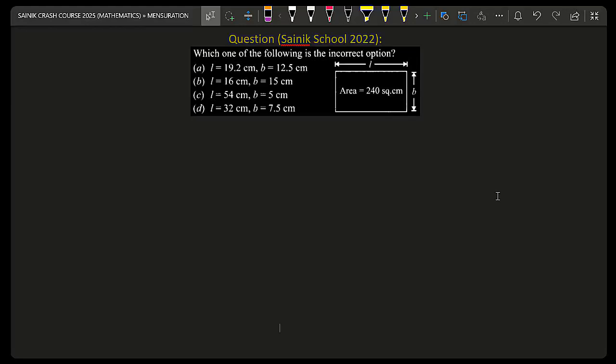Sir, you can find the areas of the options. Okay, that means for every option you're going to multiply. Yes, sir. Shall we check option A first? Yes, sir. Going by option A, what is the area of the rectangle? Sir, 19.2 into 12.5. Did you solve it already? No, sir.